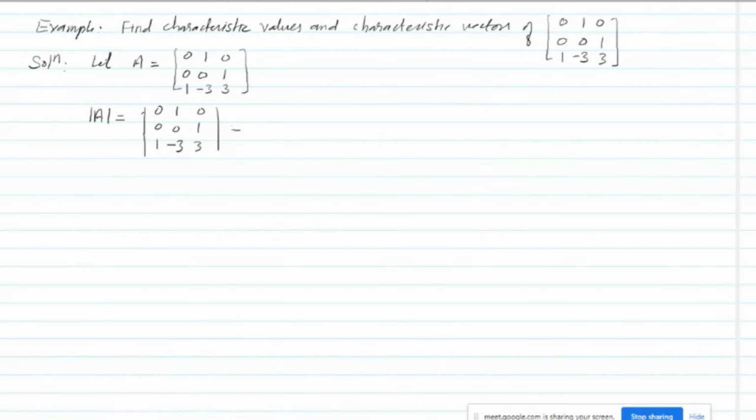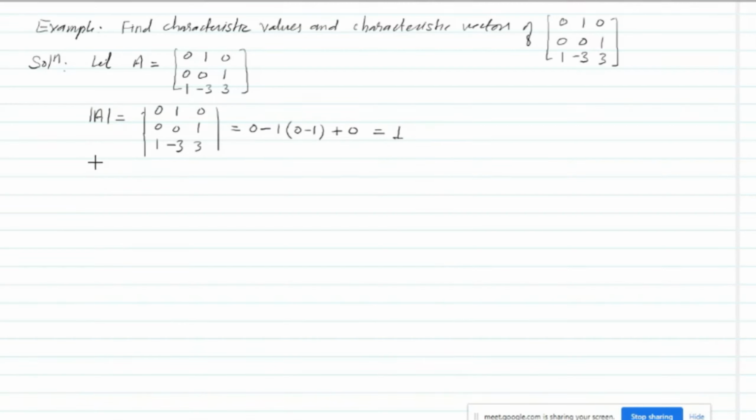Let's expand this determinant. In the first row the first element is 0, so multiplying by 0 gives 0. Then minus 1 times (0 minus 1), and plus 0. So you will get determinant equal to 1.